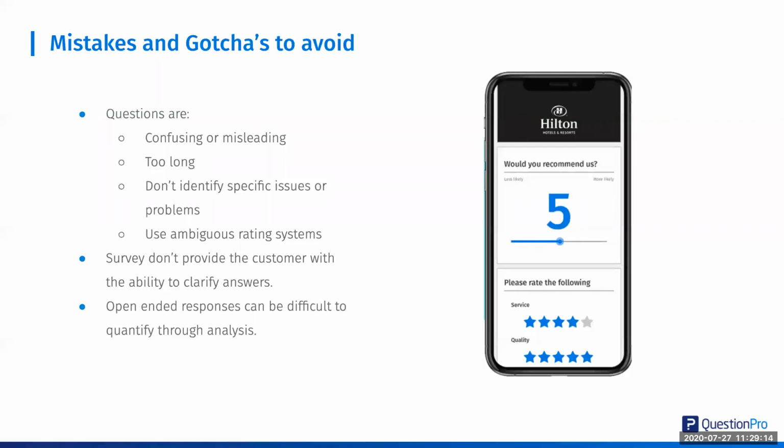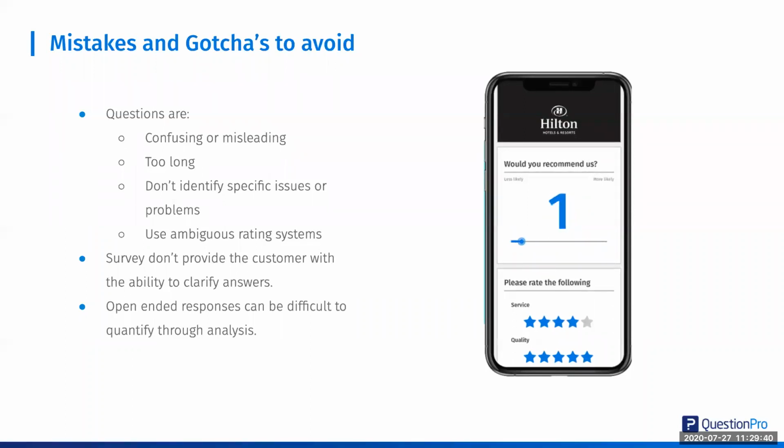Don't identify specific issues or problems. Use ambiguous rating systems. So you want to make sure that the rating systems that you're using are clear, especially if you're using custom rating systems that might not be very dissatisfied to very satisfied. Maybe you're putting in your own nomenclature or terminology there. You want to make sure that's clear and easily understood by the respondents.